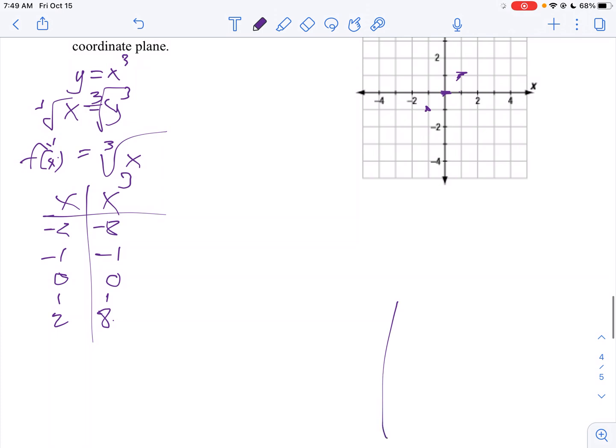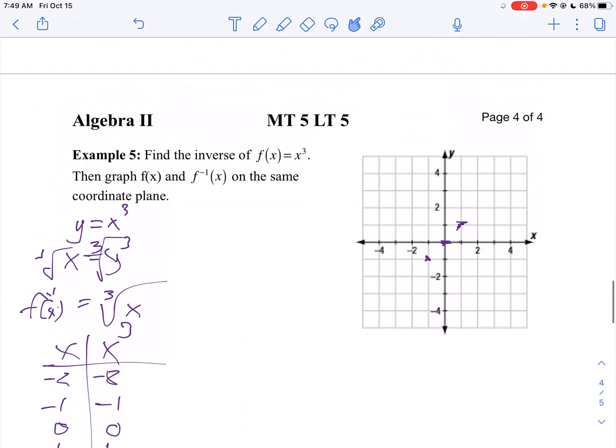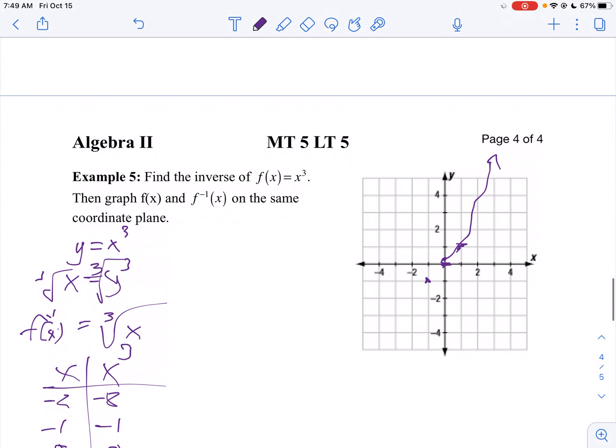Whoa. Let's try that again. Whoops. I want to adjust my graph so you can see it. Okay. So I know my cube root is going to go up like so, and then down like so. Sorry about that. It's not supposed to be crossing 2 yet, or negative 2.